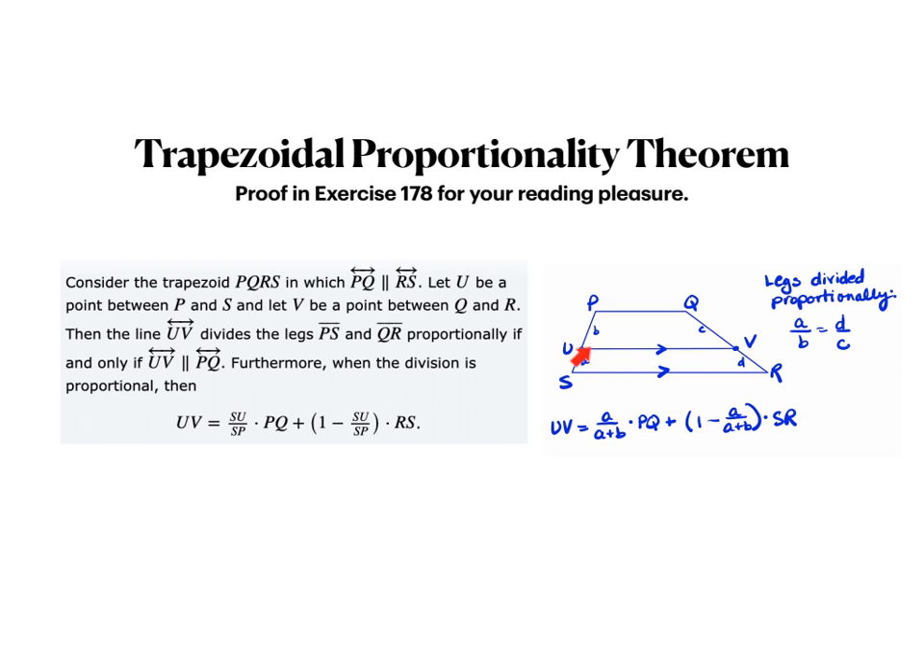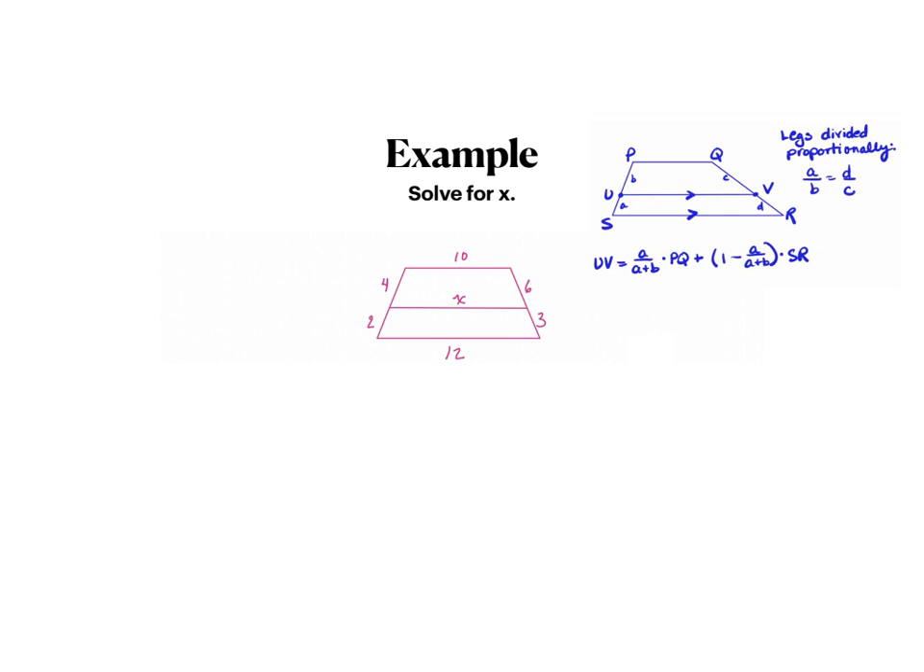Further, when I have this segment parallel to that, it divides the legs proportionally, meaning I can take bottom divided by top, that's equal to bottom divided by top. So why don't you try this example? Press pause on your video, and when you're ready for the answer, press play again.